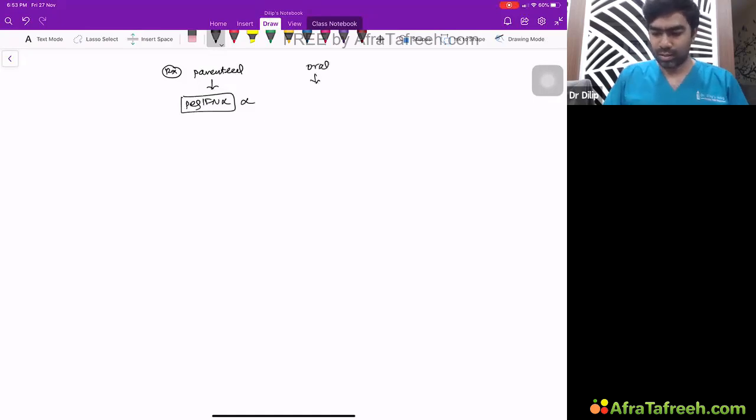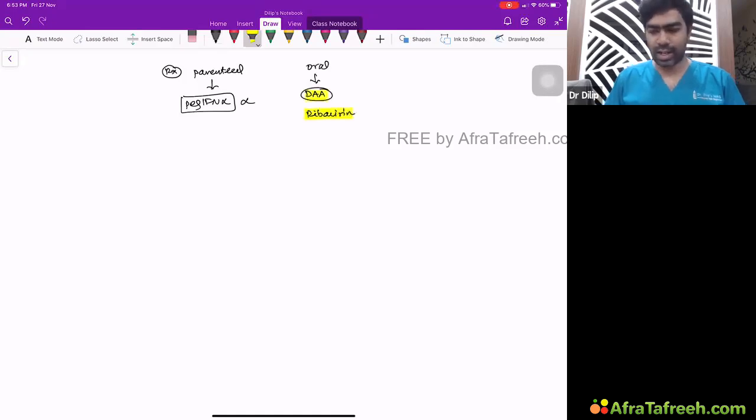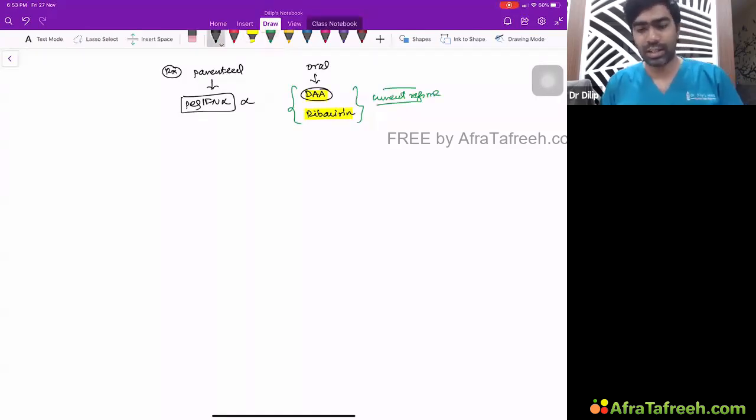Second group is the oral drugs. Oral drugs, we have direct acting antivirals and ribavirin. Ribavirin is there, and the second group of drugs is called direct acting antivirals. So these are the drugs that we are going to currently use. Current regimes use DAAs and ribavirin only. DAAs stands for directly acting antiviral drugs.